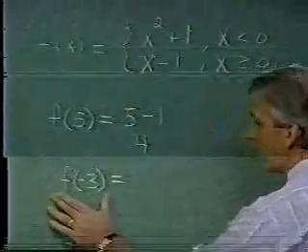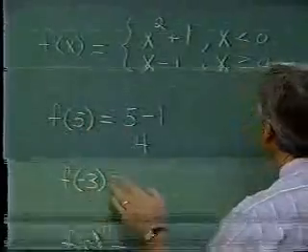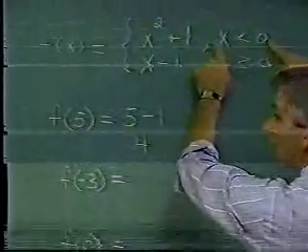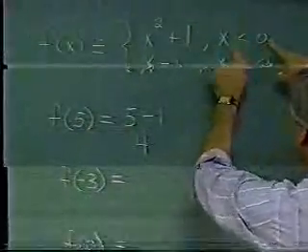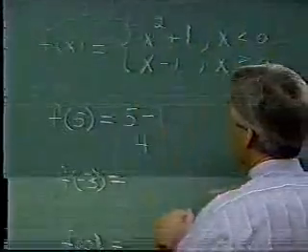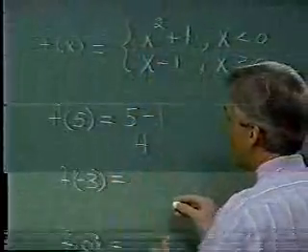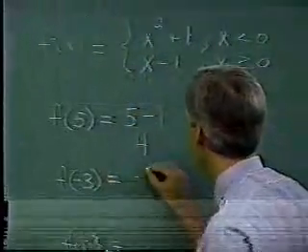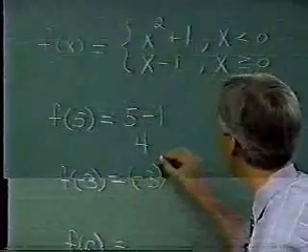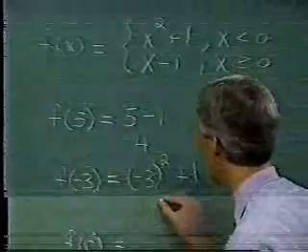f of negative 3. Well, when x is replaced with negative 3, we fall into this category, where the x's are less than 0. When the x's are negative, the function behaves this way. So f of negative 3 means replace the x with negative 3. We would have negative 3 squared plus 1, or 9 plus 1, 10.